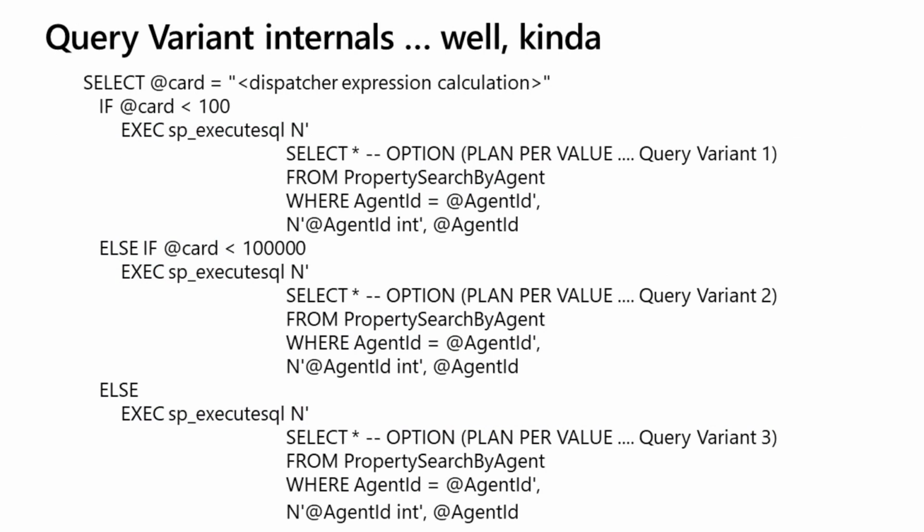Well, let's talk query variant internals just a little bit, not too much. So I previously explained how query variants are really children of dispatchers, right? And the dispatchers are generated themselves from the original parameterized query. So when the query variant gets created, one way that the PSP feature distinguishes between the different query plans for the query variants is we inject a query hint. This query hint is called plan per value and it has some additional options, which we'll go into in just a little bit.